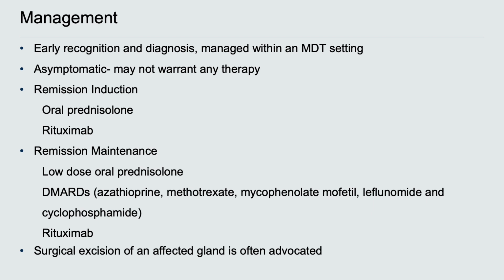Early recognition and diagnosis are crucial to assess the extent of disease and to prevent further tissue damage. Management can be split into 2 phases. Remission induction, which typically involves oral prednisolone, though rituximab has also been used. Remission maintenance is achieved with low-dose prednisolone, DMARDs, as shown here, and rituximab. And surgical excision of the affected gland can sometimes be advocated.